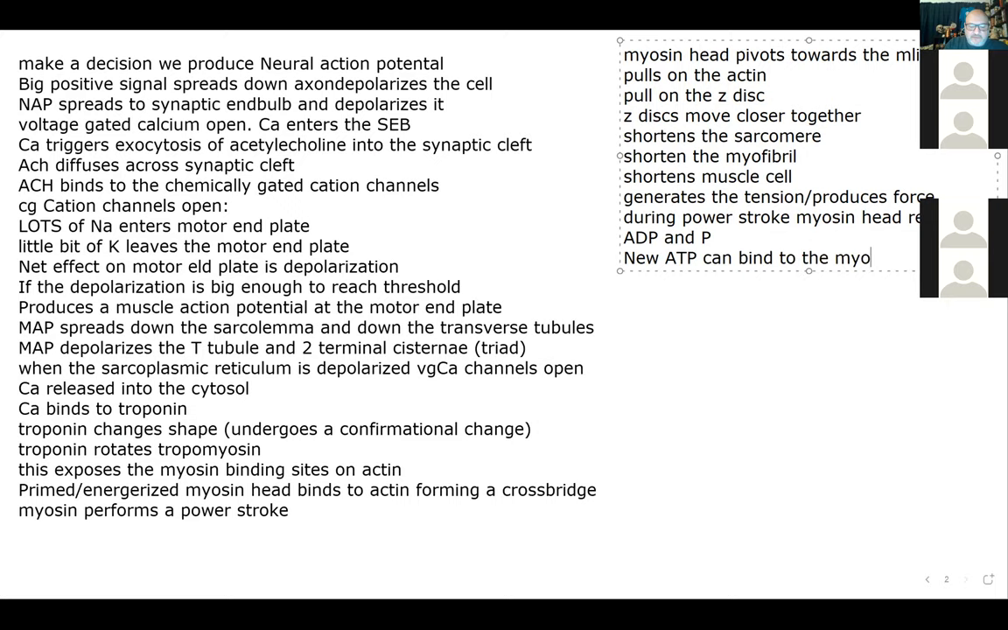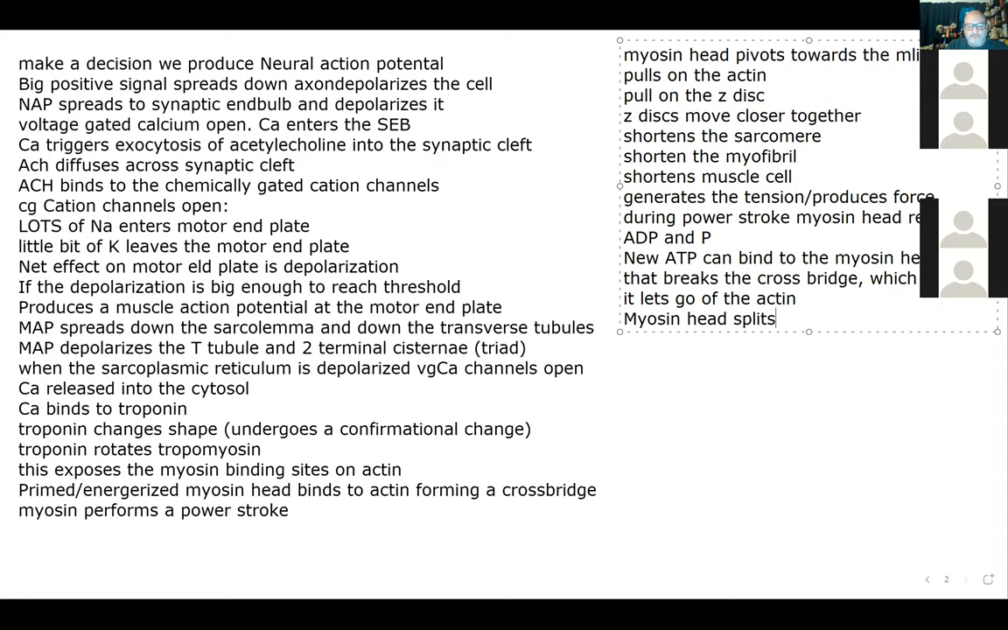That breaks the cross bridge. Excellent. Which is when the ATP binds to the myosin head, it lets go of the actin. However, is our myosin head ready to do work? No. What has to happen? Let's see. So the ATP splits into ADP plus P plus energy, and that reprimes the myosin head. Excellent. Just a continuous process. Plus energy. This reprimes, revitalizes, recocks.